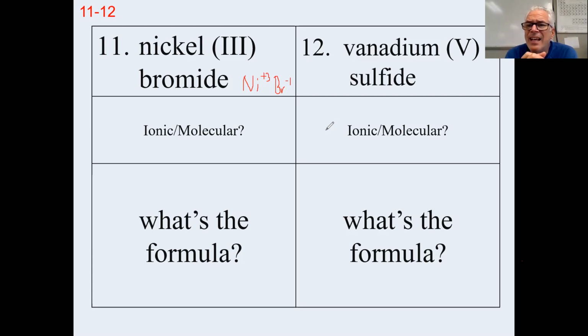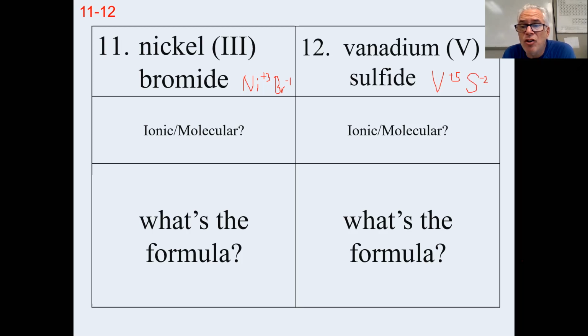Now, the other one, vanadium. Ooh, this is a cool one. 23. Vanadium, V. V is a Roman numeral. That means here the vanadium is making what charge? Well, you put your finger in a box. There's a bunch of choices, but Roman numeral 5 means +5. And S, look at that S, I'm getting better at this, is a -2.